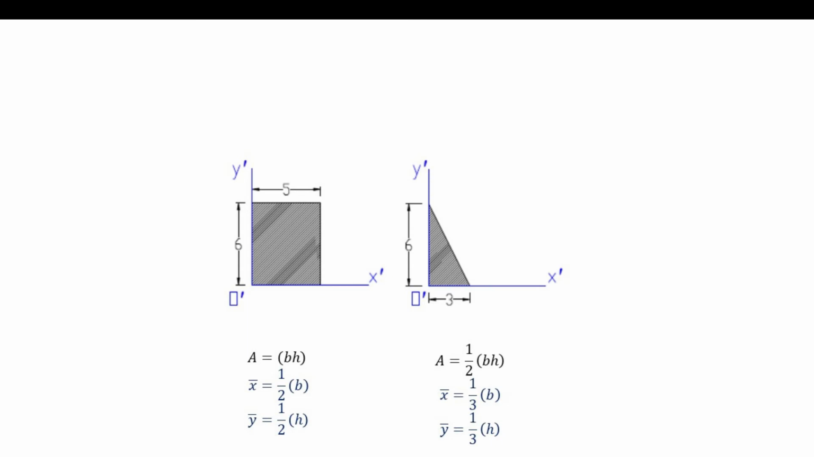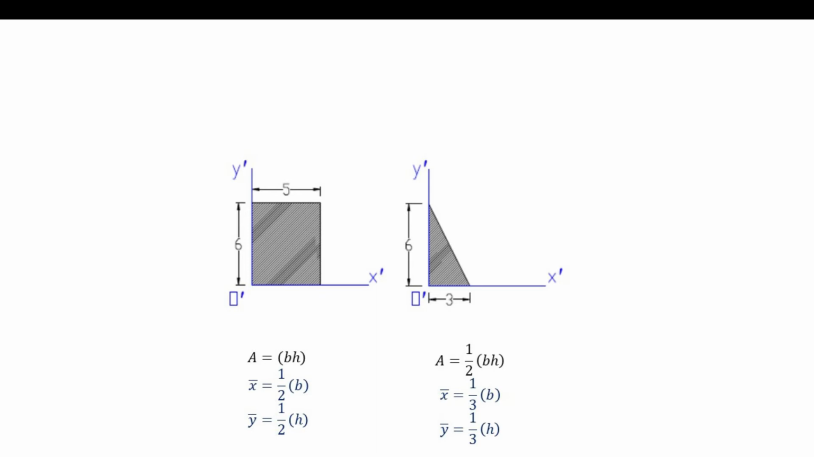The formulas for finding the areas and centroids of the shapes are here. For the rectangular area, area equals BH, where B is the base and H is the height. X bar, which is the horizontal dimension to the centroid of the rectangular area from the origin, equals half the base width. Y bar, which is the vertical dimension to the centroid of the rectangular area from the origin, equals half the height. For the triangular area, the area equals half BH. X bar equals 1/3 of the base width. Y bar equals 1/3 of the height.